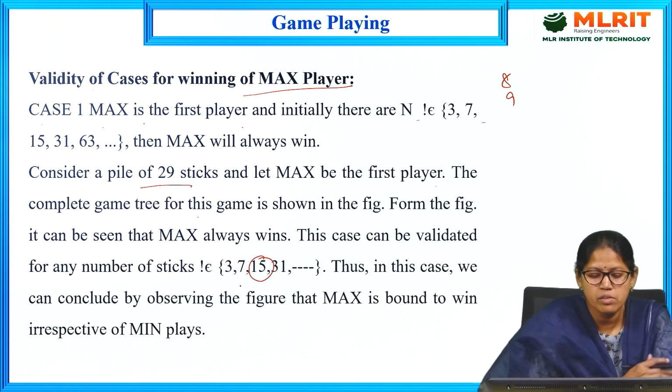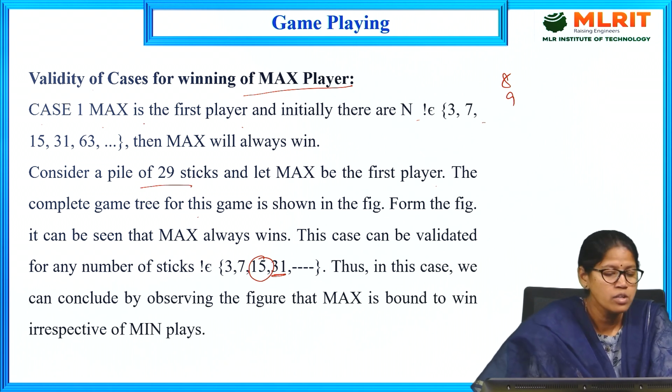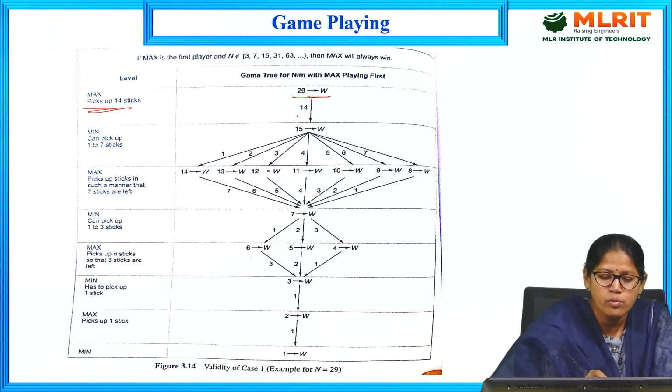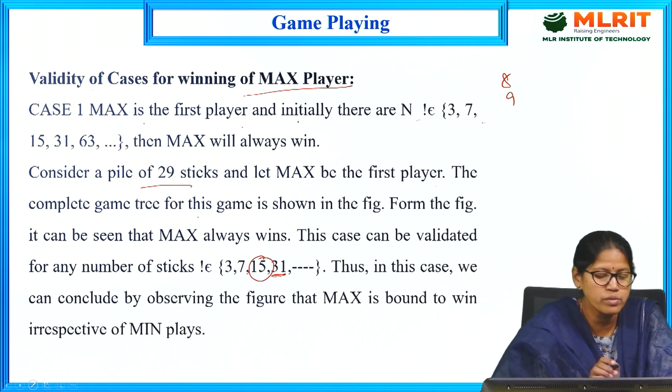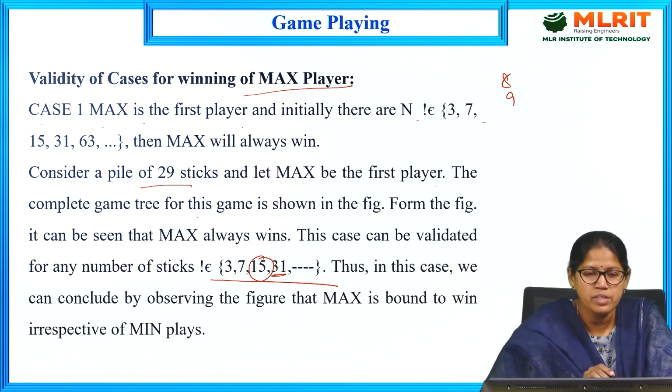15. So we can't take 31 because it is the highest value. We need to take a value less than this n. So here we have taken 14 values. We need to leave the 15, the sequence of these values. When we leave this sequence, then the max will win the game.